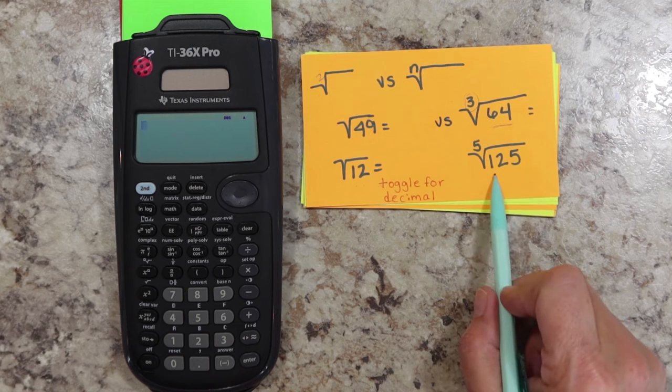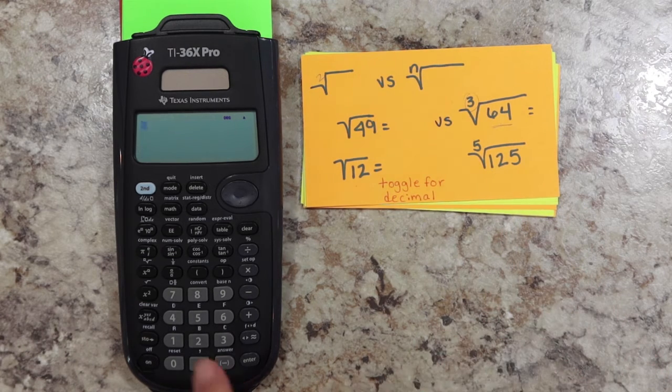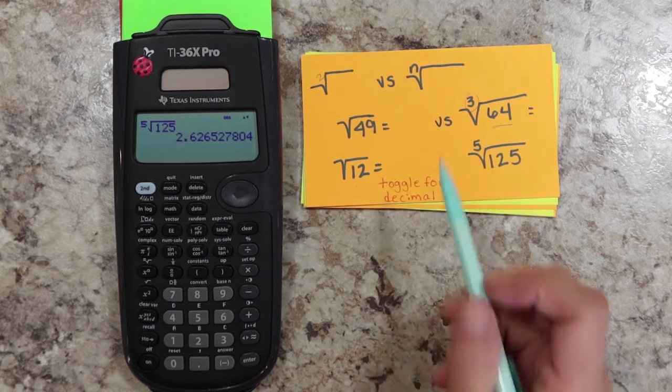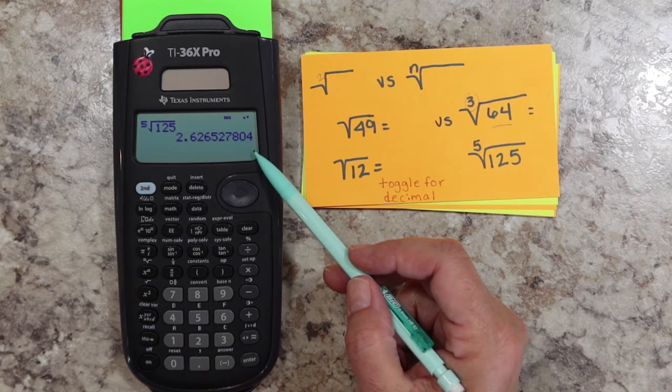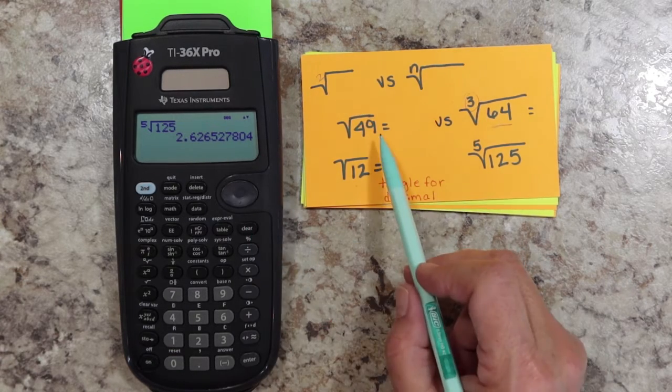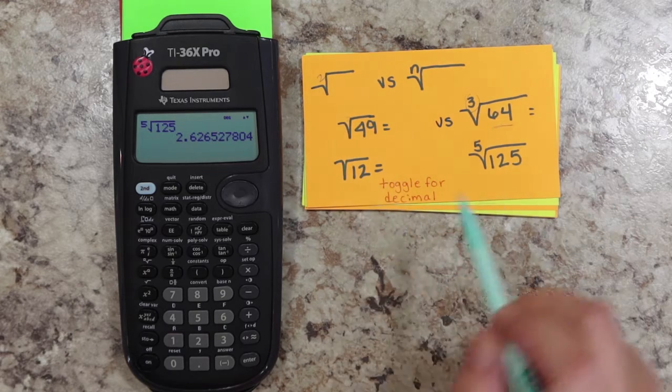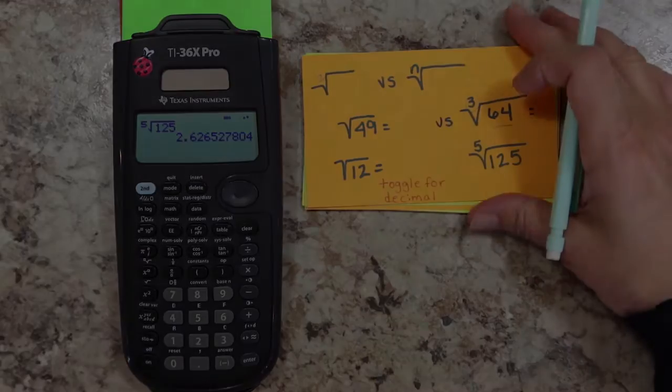Now let's find the 5th root of 125. I'm going to hit my index first, second, my nth root button, and 125. Now, it did give my answer in a decimal. This calculator, for anything more than a square root or a 2 index, it's going to give you a decimal.